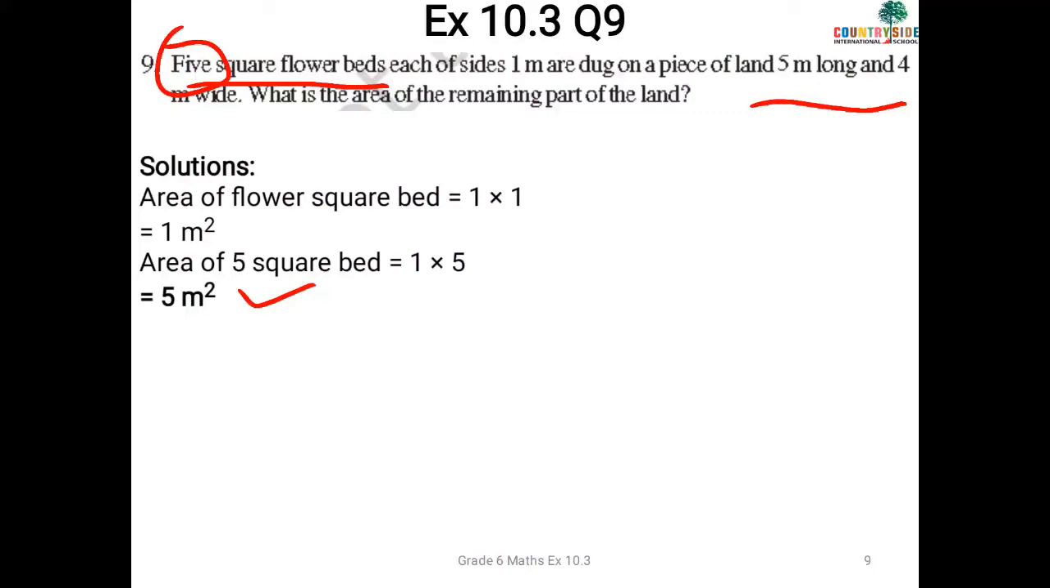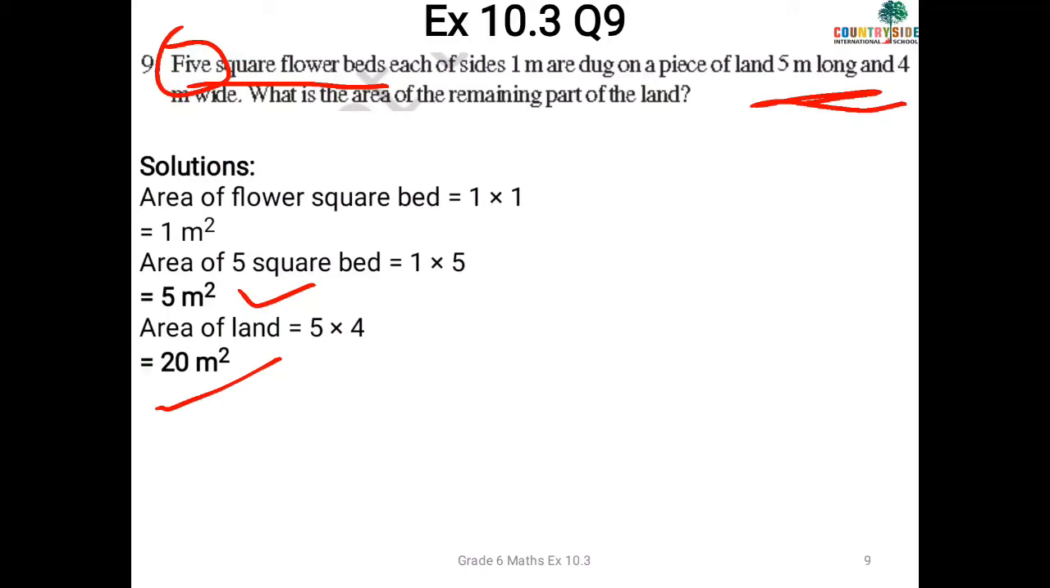Now we have to find the area of land. The area of land is rectangular. Why? Because the length is given to you and the breadth is given to you. So area of land is 5 into 4, and 5 into 4 is nothing but 20 meter square.